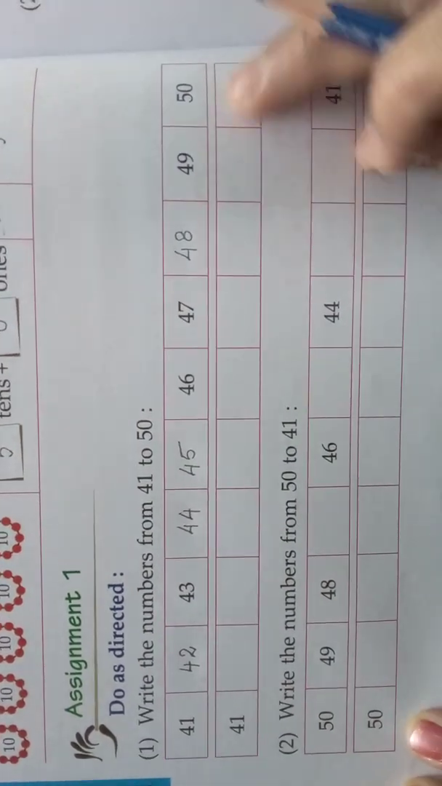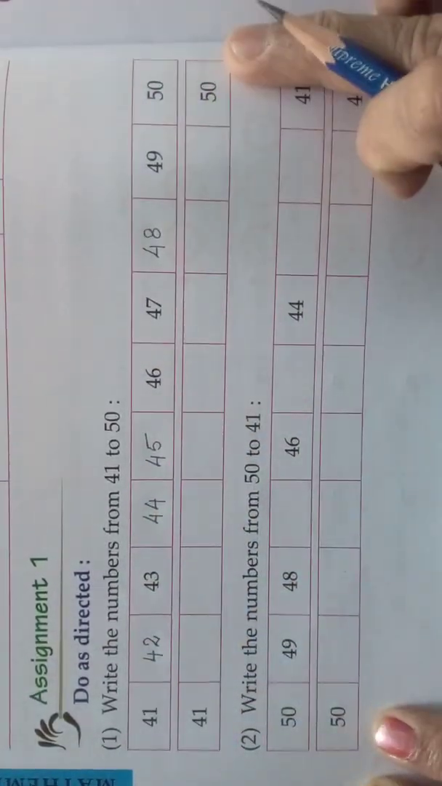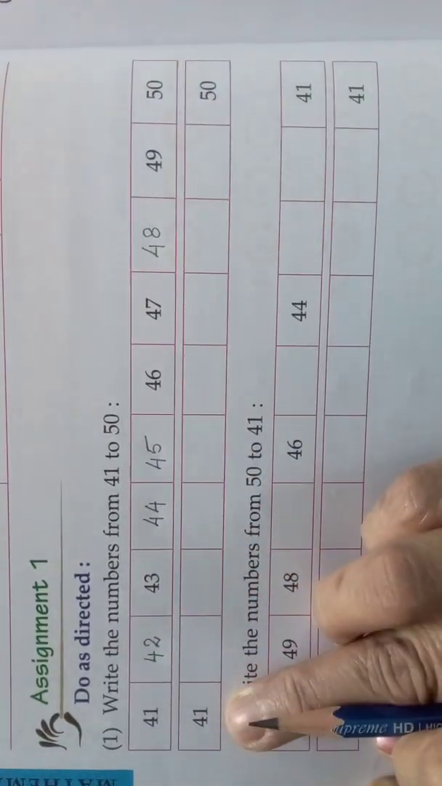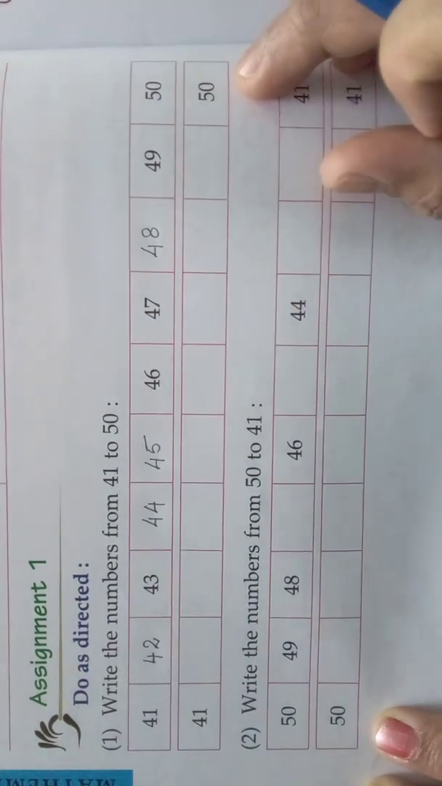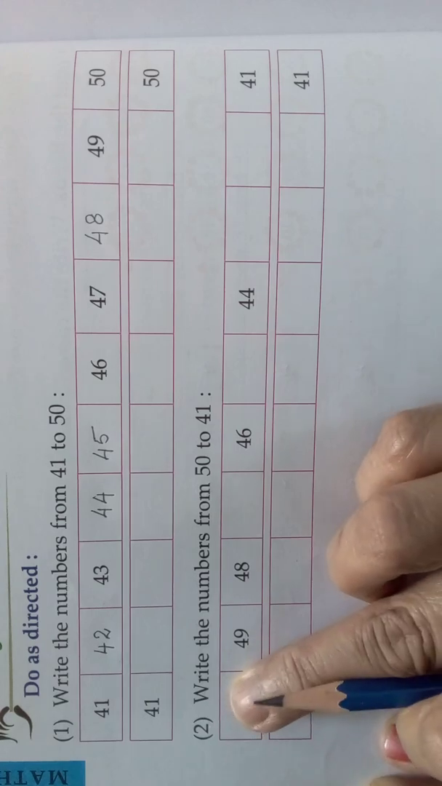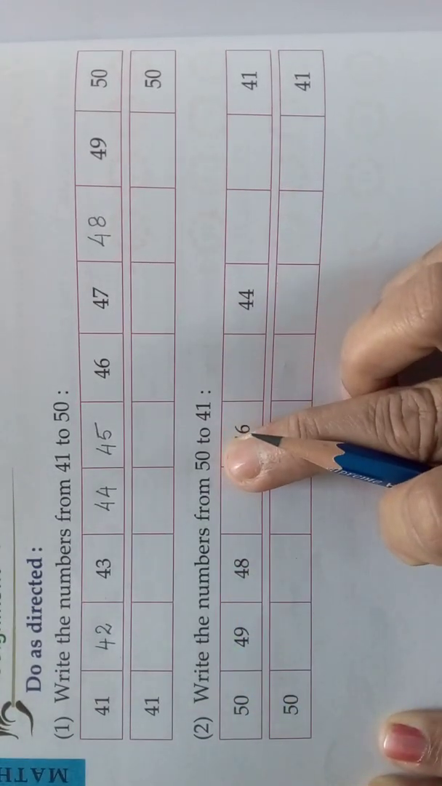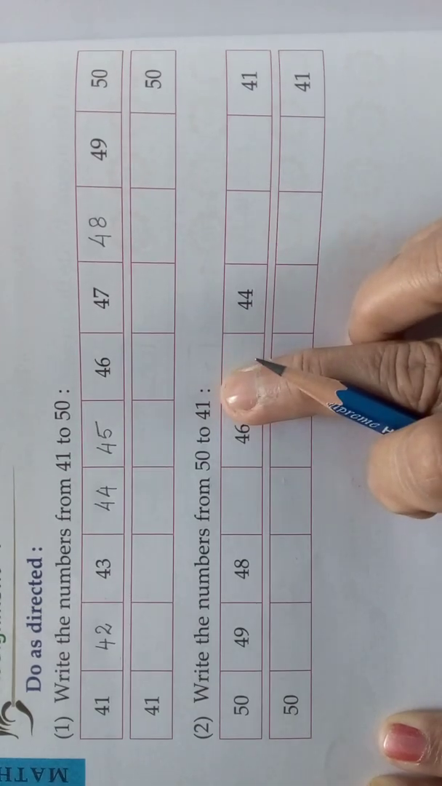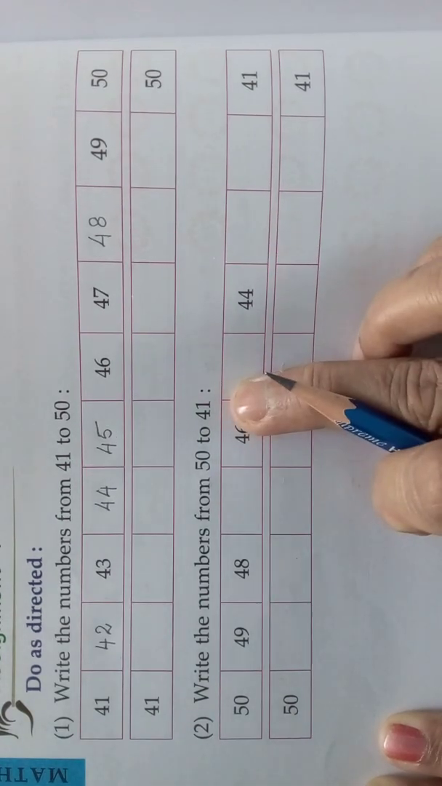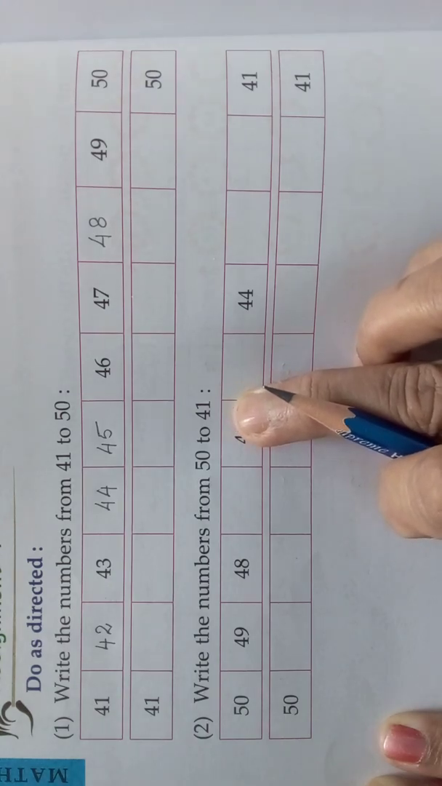Okay children, understood? So, in this way you should do the next thing. You should write the numbers from 41 to 50. Come, we will see the next one. Read the question. Write the numbers from 50 to 41. We know 41 to 50. How to write from 50 to 41?